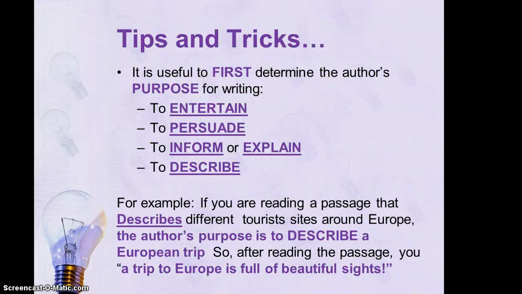Sometimes it's useful to first determine the author's purpose for writing. Remember when we talked about author's purpose? There are different reasons for writing. An author could be writing to entertain, to persuade, to inform, or explain, or to describe.